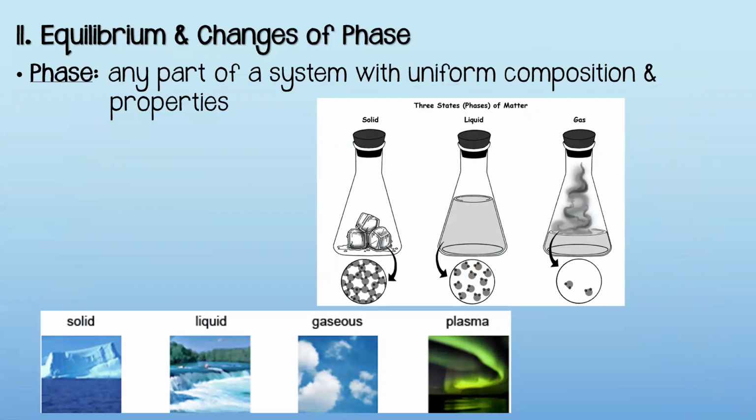So we also have to talk about equilibrium and changes of phase. A phase is just a part of a system with a uniform composition and uniform properties. Our common phases are solids, liquids, and gases, where they have a uniform phase, and then also plasma. But during the change of phase, you start to have an in-between state happening.